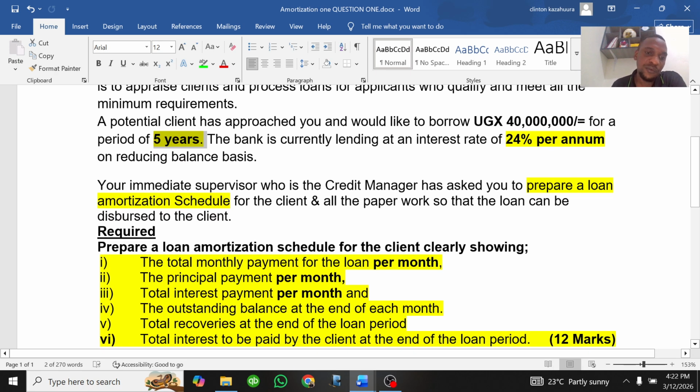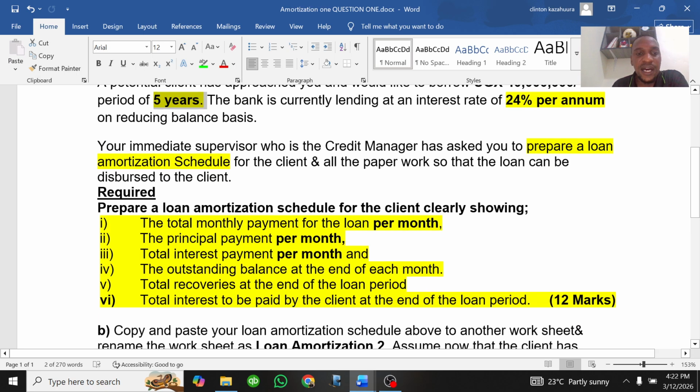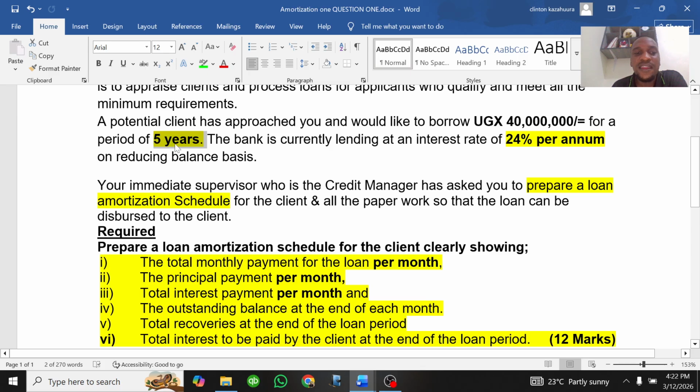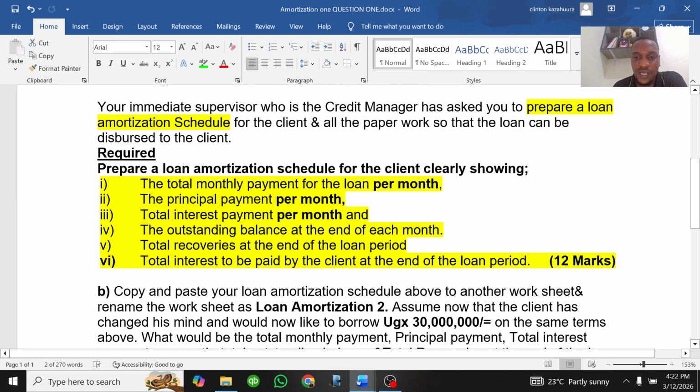So let's look at what is required. What is required is that we prepare a loan amortization schedule for the client, clearly showing the total monthly payment for the loan per month. So you see, whatever is asked is per month, each month. But the information that is given is, you see, the period here is in years, and here it is per annum. So you must pay attention to that. That means at a certain point, we have to turn all these and put them into per month, so as for us to prepare this loan amortization schedule. So you shouldn't worry about this question.